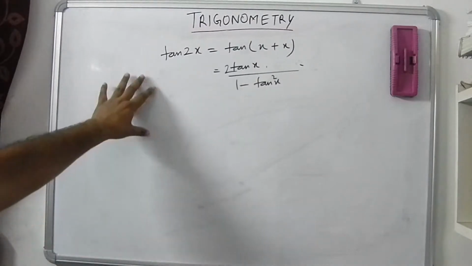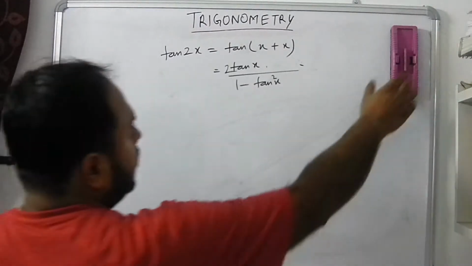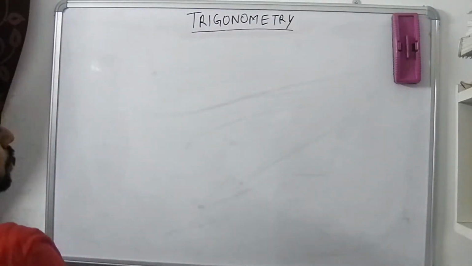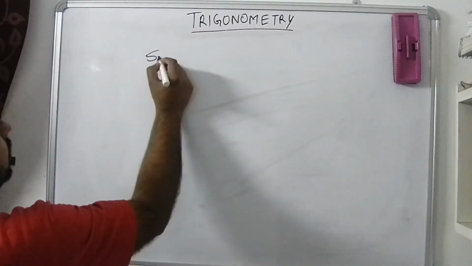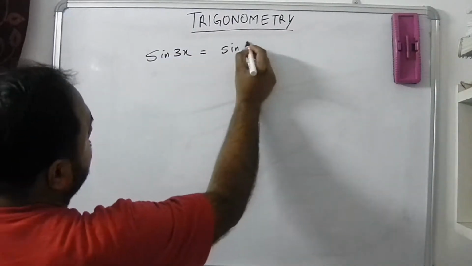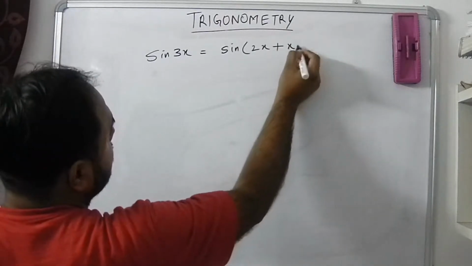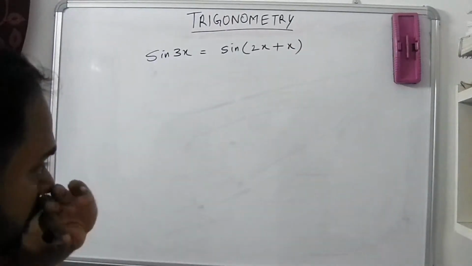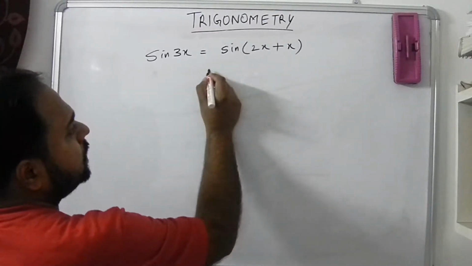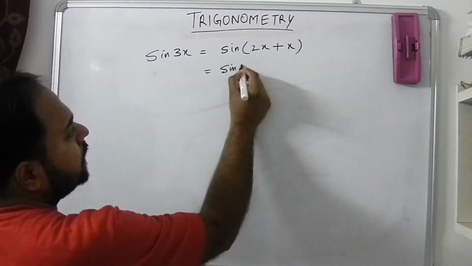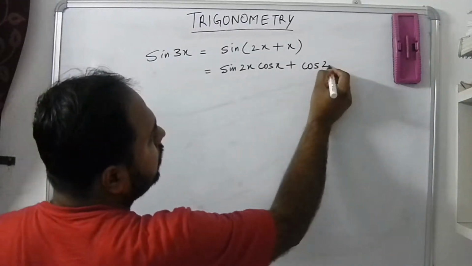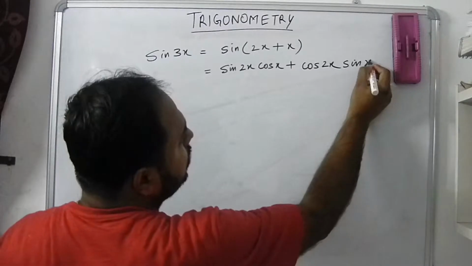Now since we have tan 2x, can we do it for 3 times an angle? Let's do it for sin 3x. Suppose we have sine of 3x. This is nothing but sine of 2x plus x, so it requires the expansion of 2x. Sin of a plus b is sin a cos b plus cos a sin b. So this is the expansion.